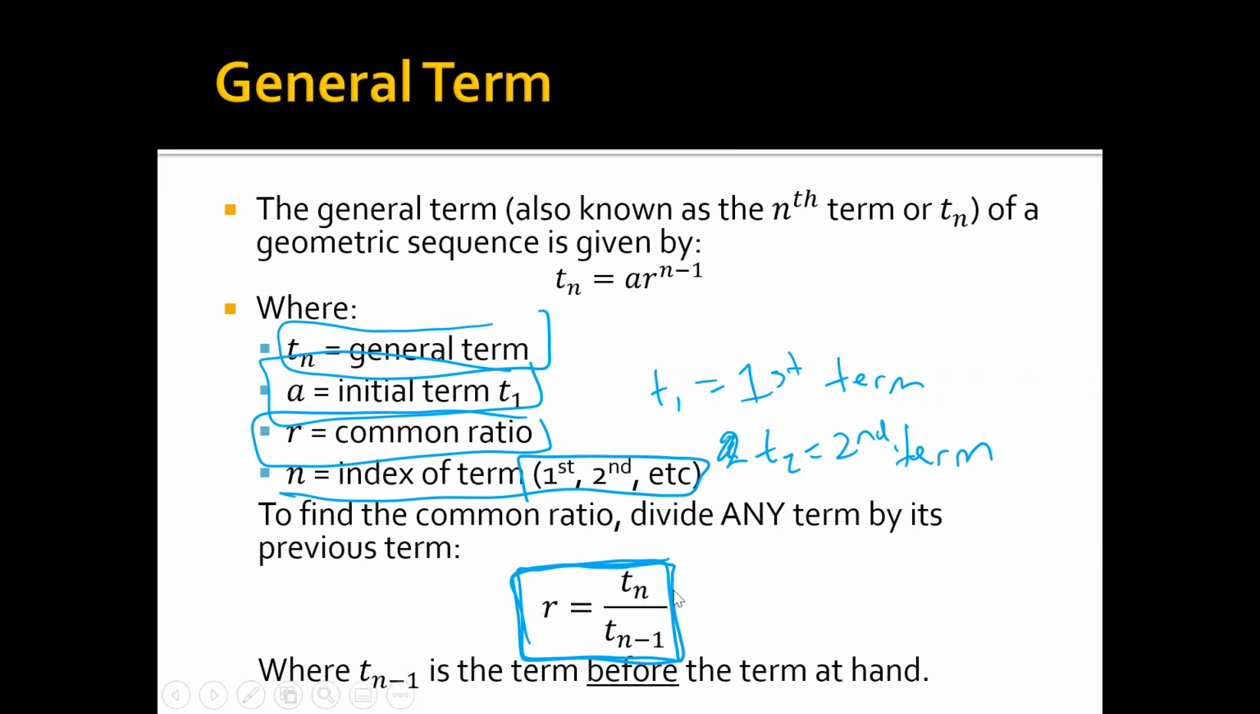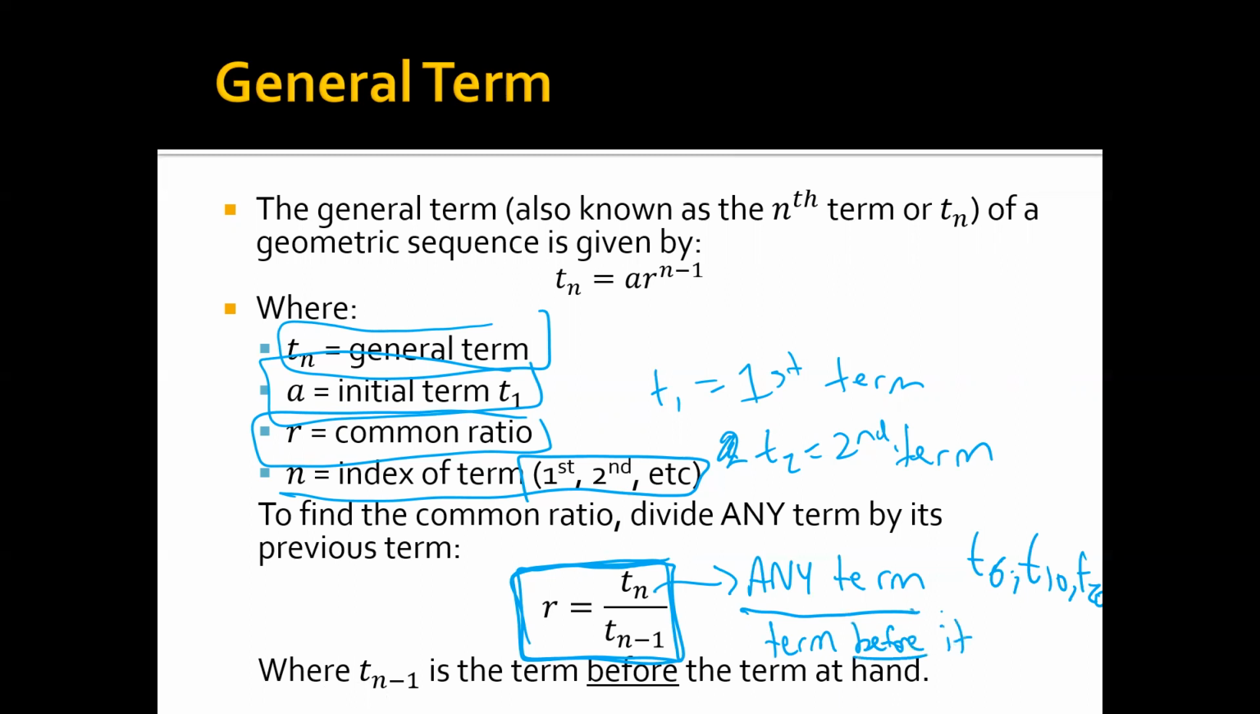So what we see here is that if I want to figure out what the common ratio is, I can take any term t at n, and again, t at n represents any term. As an example, it could be T6, T10, T20, it doesn't really matter, any term, you name it. And we're going to divide that term by the term before it, the term that came right before it, right? And that's essentially what we're saying.